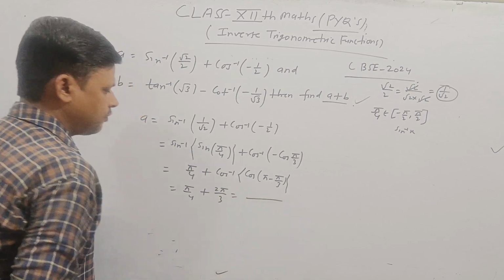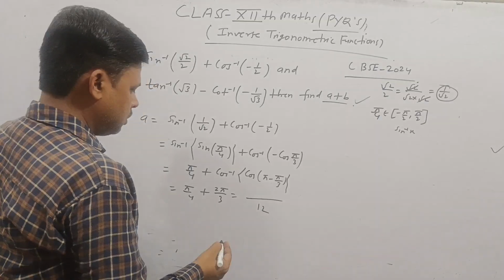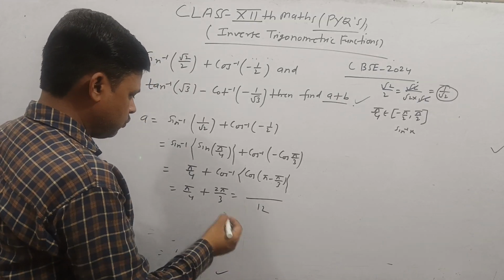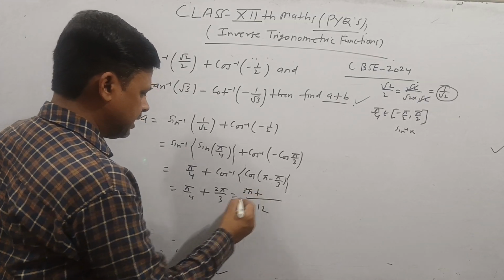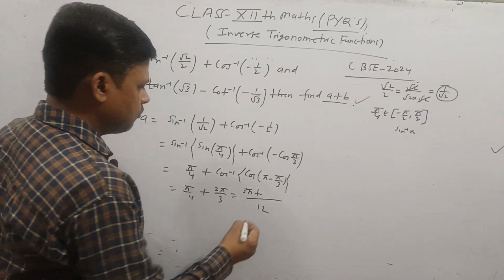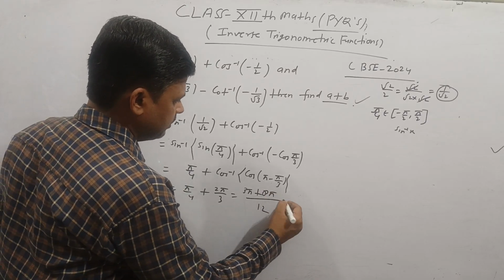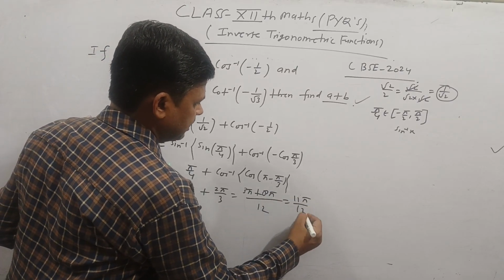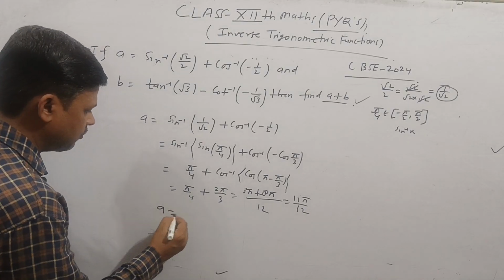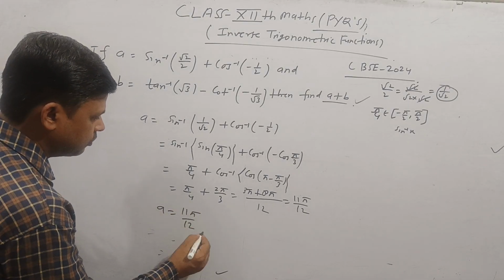What is the LCM of 4 and 3? It is 12. So 4 3s are 12, that is 3 pi, and 3 4s are 12, 4 2s are 8 pi. So it will be 11 pi by 12. It is the value of A. What is the value of A? A is 11 pi by 12.